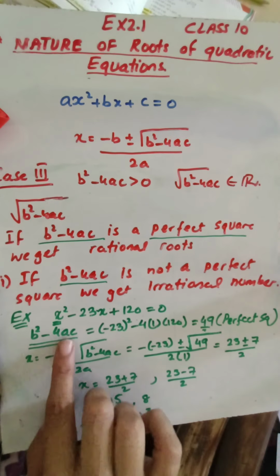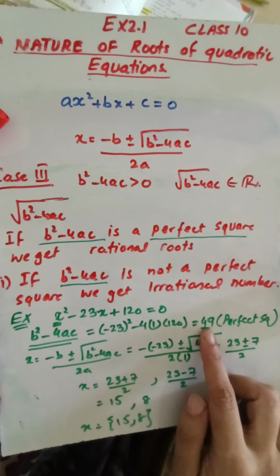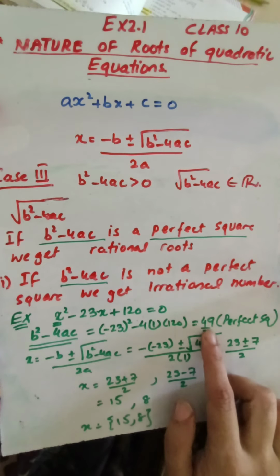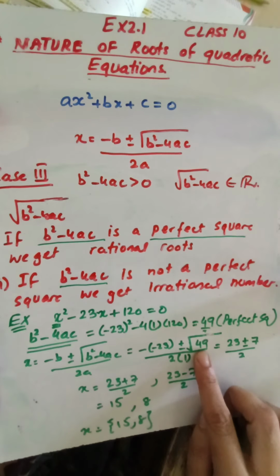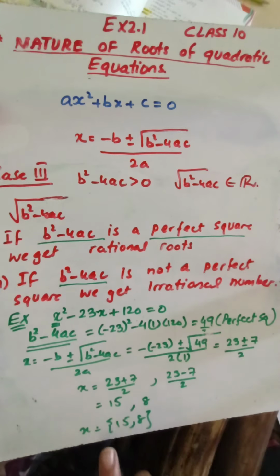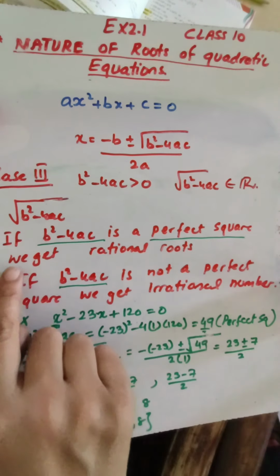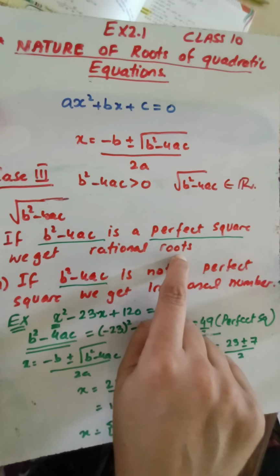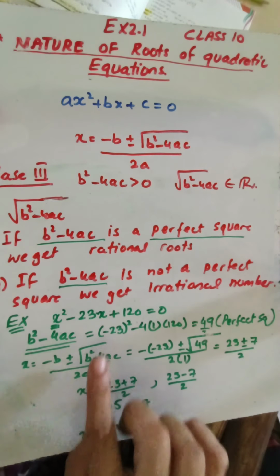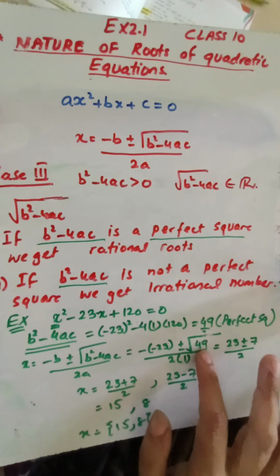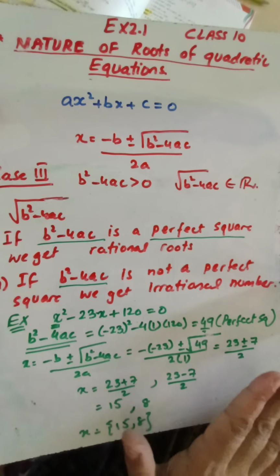So it means that whenever b square minus 4ac is a perfect square, for example, over here we got 49. 49 is a perfect square because its square root is a whole number. Then we will get rational numbers. So if b square minus 4ac is a perfect square, we get rational roots, because we have nothing left under the radical sign while calculating this square root. Therefore, we don't get surds.